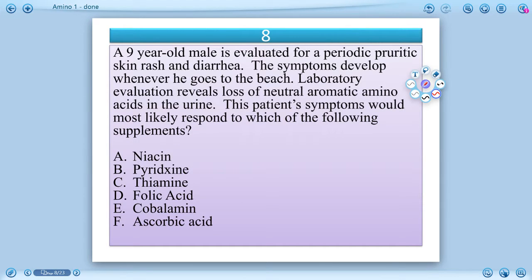A 9-year-old male is evaluated for a periodic pruritic skin rash and diarrhea. Again, rash and diarrhea, so you can think of pellagra-like symptoms. The symptoms develop whenever he goes to the beach. Laboratory evaluation reveals loss of neutral amino acids in urine. This patient's symptoms could most likely respond to what? This is actually Hartnup disease. Niacin. Very good. So this is because of tryptophan problems. The amino acid is tryptophan.